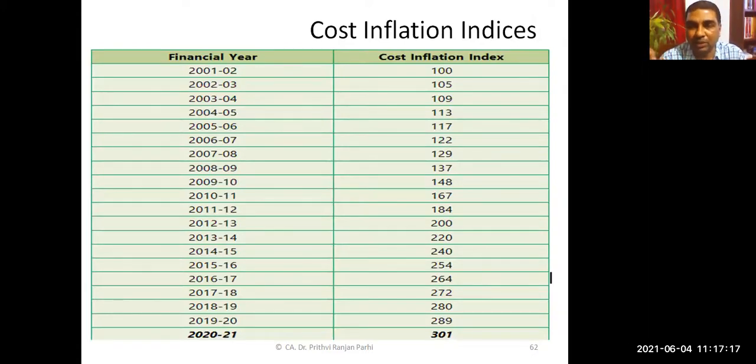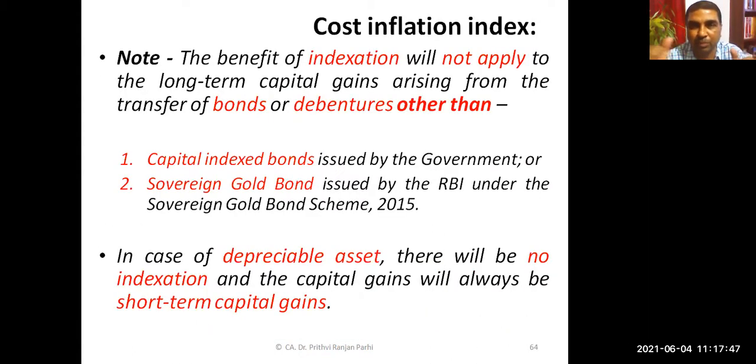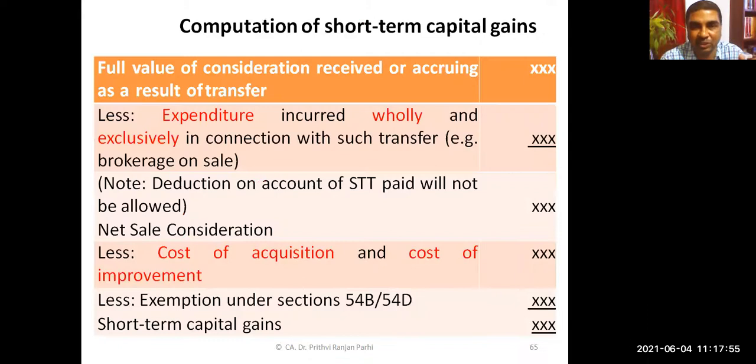By this indexation, you are in fact inflating or increasing the cost of improvement or cost of acquisition. Suppose the cost of acquisition was incurred in the year 2007-8. You have to divide it by 129, and suppose the year of transfer is 2021, multiply it with 301. In this process, the cost of acquisition will be increased, enhanced. Is it not? Same is also applicable for cost of improvement. But for cost of improvement, you have to see only those improvements incurred after 1/4/2001; that will be taken into consideration.